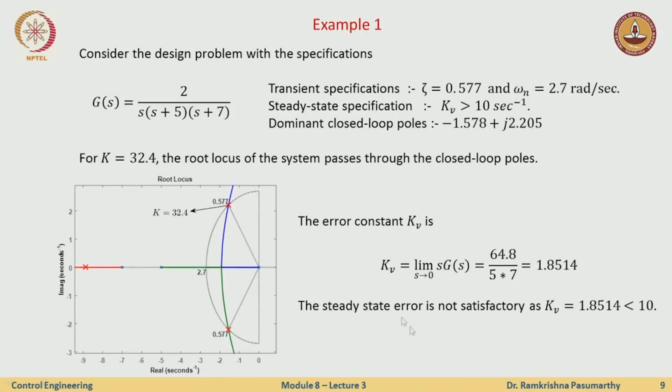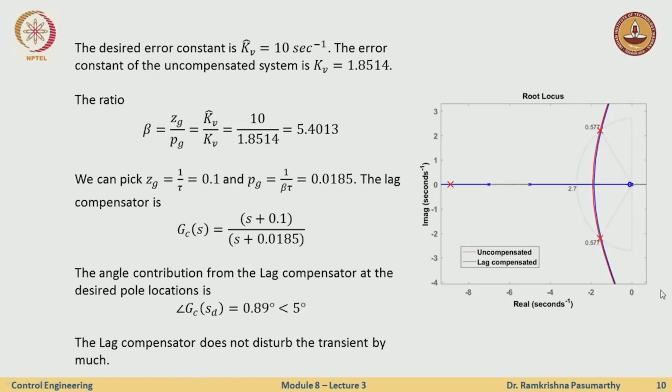Okay, so again back to the example. We knew that just by adjusting the gain to 32.4, the transient specifications are met. Now I am interested in the steady state specification. The Kv of the open loop or uncompensated system is 1.8, and this is not satisfied. It's quite obvious. Now this is the desired error constant. So beta is Kv hat by Kv, which is 5.4, and beta is always greater than 1.